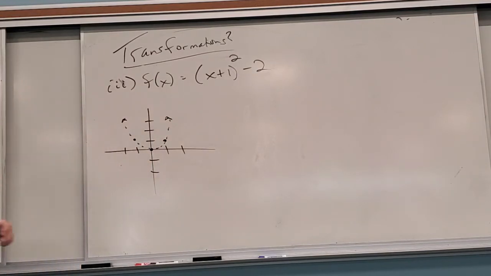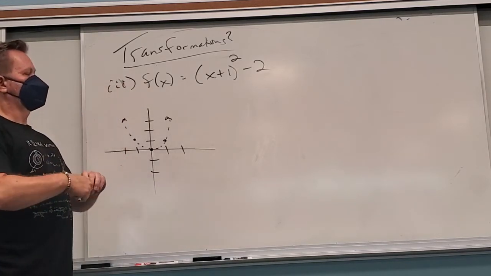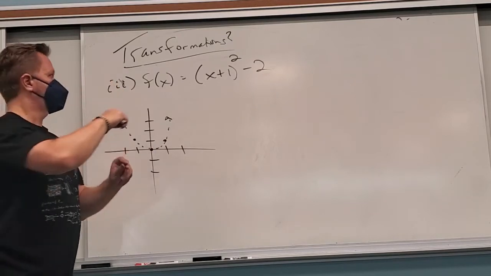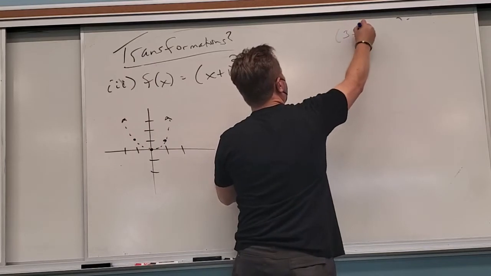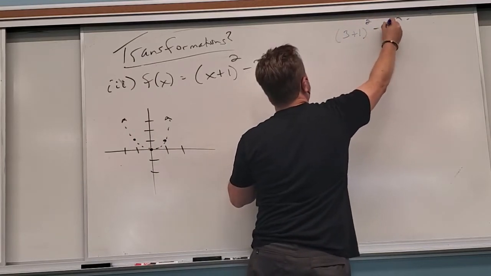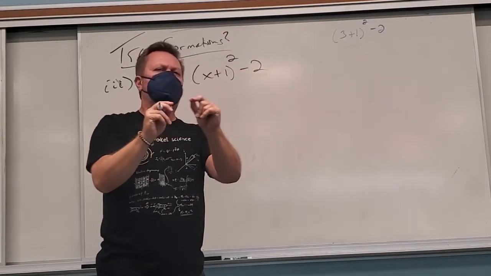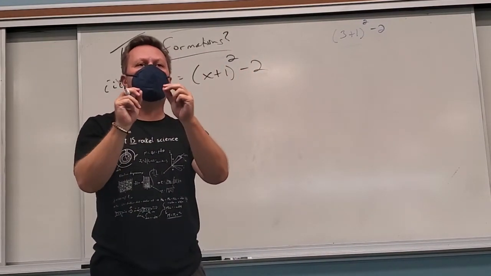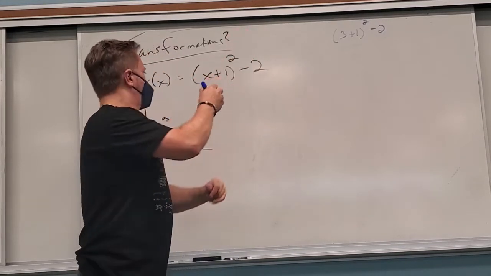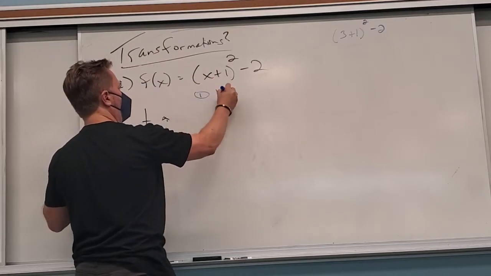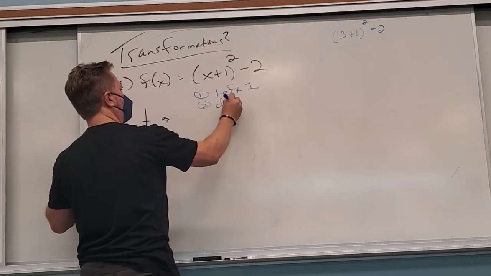Can you tell me what the transformations are? Plus 1 inside, and minus 2 outside. In fact, real quick, if you had this problem, what would you do last? In this problem it doesn't really matter, but in general you follow order of operations. So the first transformation would be left 1, and the next one would be down 2.